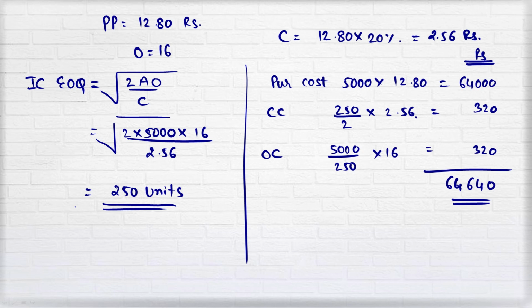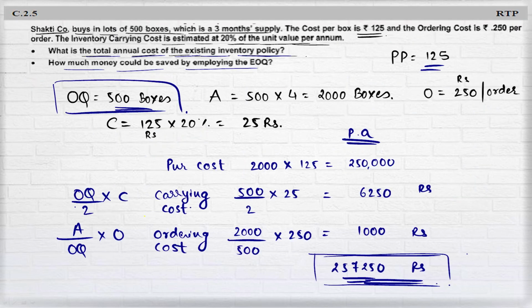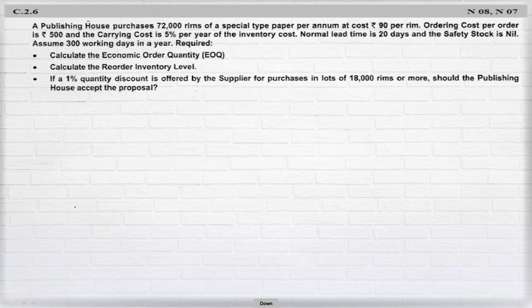Sir, why find it? There is no answer for it, right? It is asked in the question, so we are just answering it. Otherwise, no one will tell you to find out incorrect pricing, what will be the EOQ and what will be the cost. 2.5 was a simple question that we have done before.